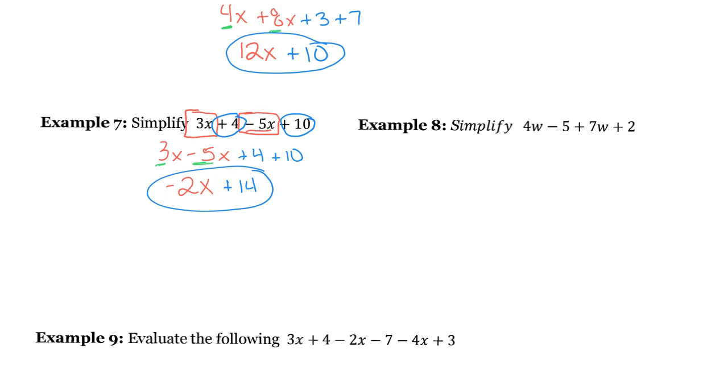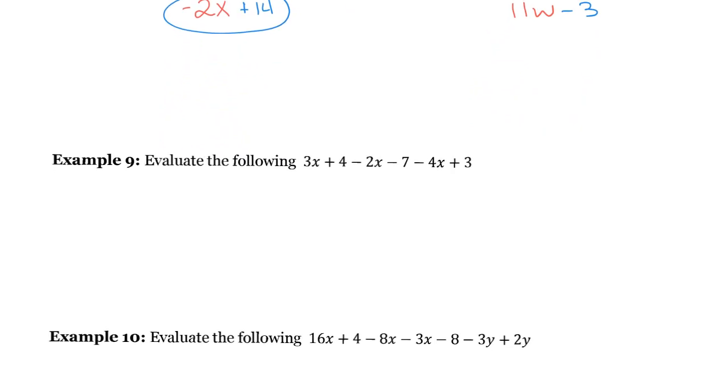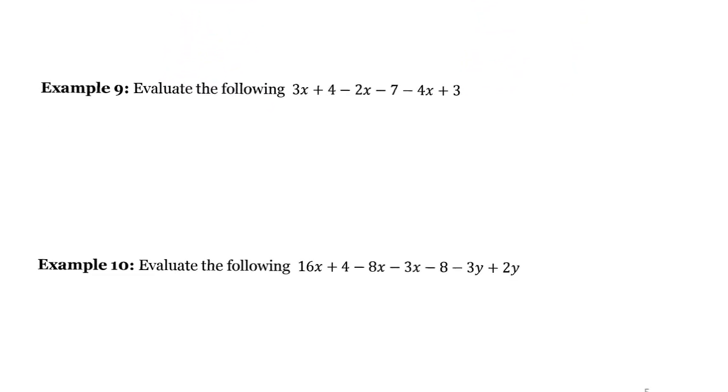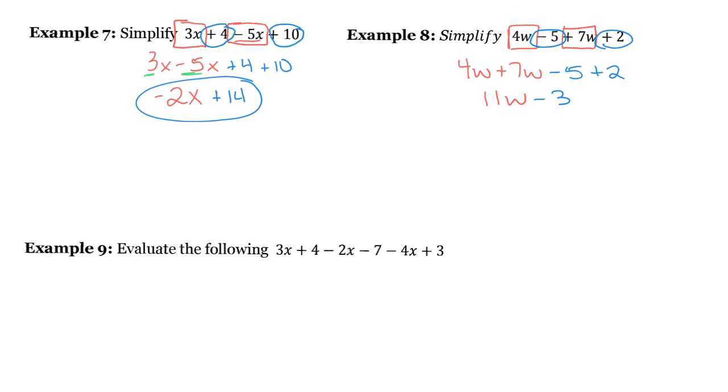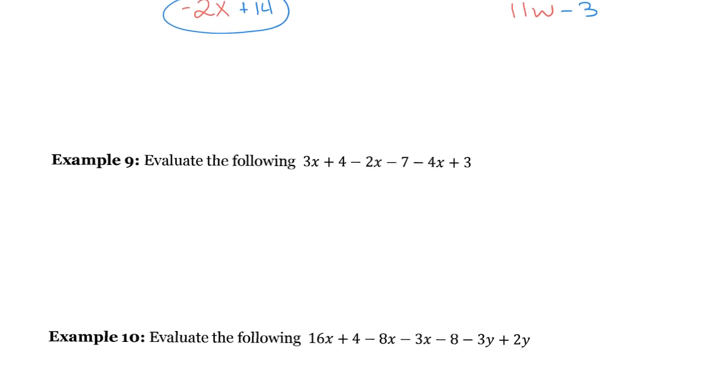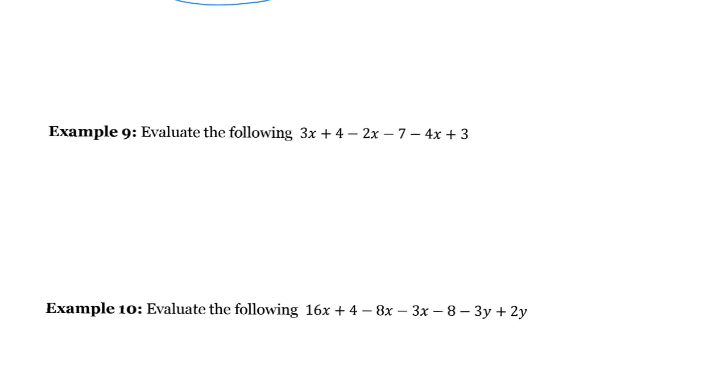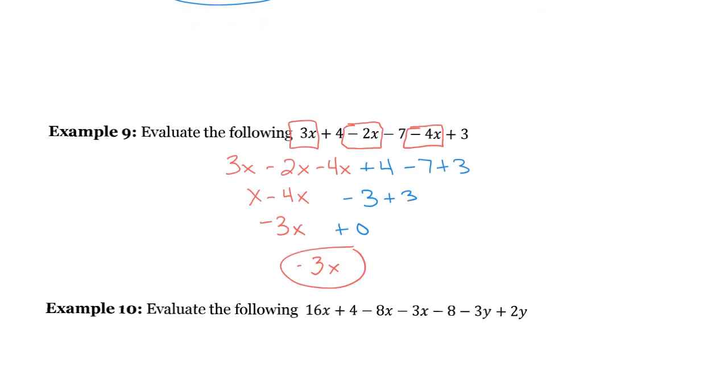I want you to pause and try example 8 for me. Pause and try example 8. All right, so hopefully you got 11w minus 3. If you didn't, check my work, but I'm going to move on to example number 9. I want you to try example 9 now. So if you were good with example 8, and even if you weren't, I want you to try example 9. The only difference is that it's a little longer. So let's try that now. So pause and try that.